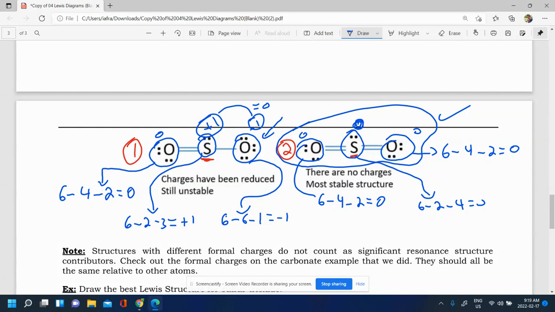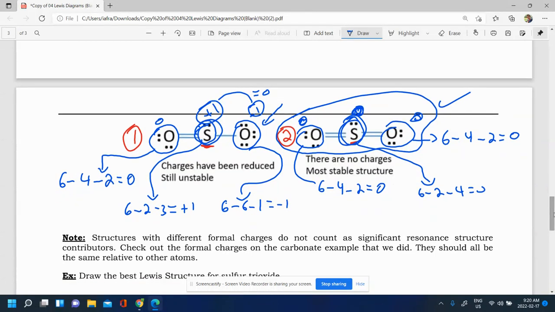So if you have situations where you have a choice between the just stable octet and the expanded octet, you need to choose between the two structures that would best fit the situation. And to do that, you would use your formal charges. So in this case, the best structure is this one here with the minimal formal charges, 0, 0 all around, nice and spread evenly.